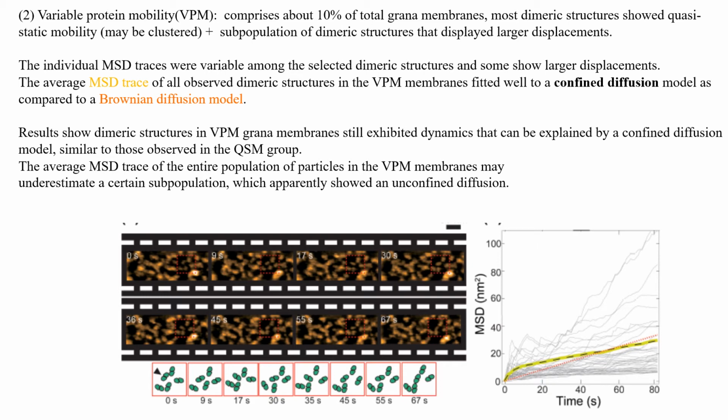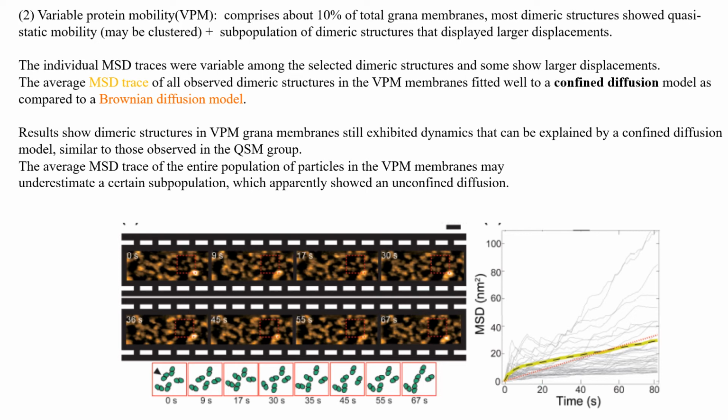So the AFM images here show that these dimeric structures are present in two different kinds of populations, and since there are two kinds of mobility associated with these particles, one being a much more aggregated or clustered static mobility phase versus a more dynamic kind of particles, that's why it's called a variable protein mobility kind of mobility.